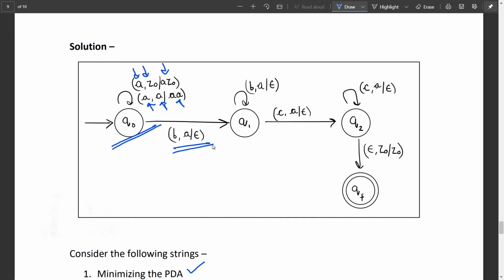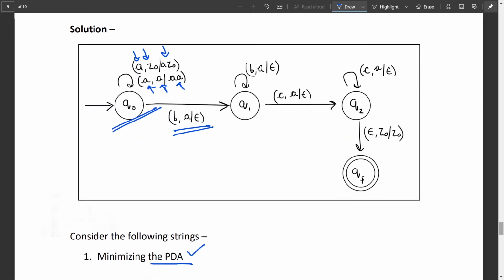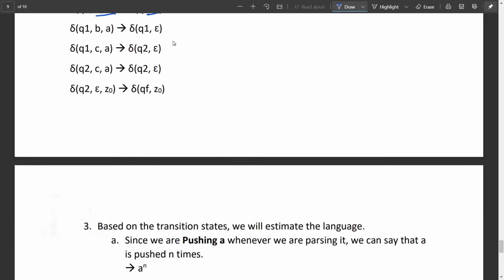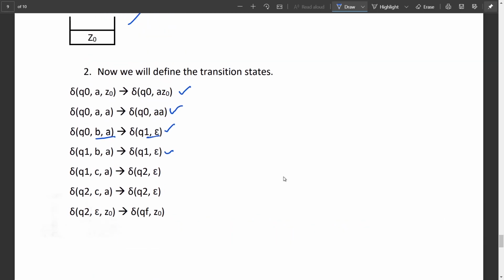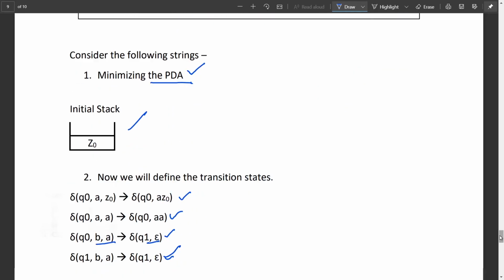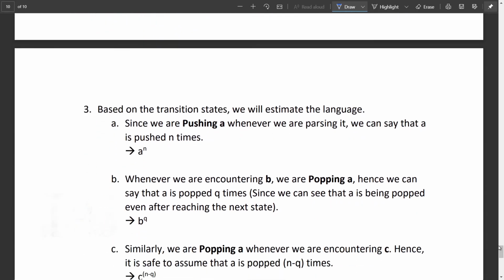Next up, we are popping A whenever a B comes, covered. Then we are just going to pop A until the B's are over. So that particular one is covered too. Then similarly with the C, we are popping it. And then the final is the acceptance criteria or state. So as you can see, all of these are covered. So based on these transitions here, we'll estimate the language.